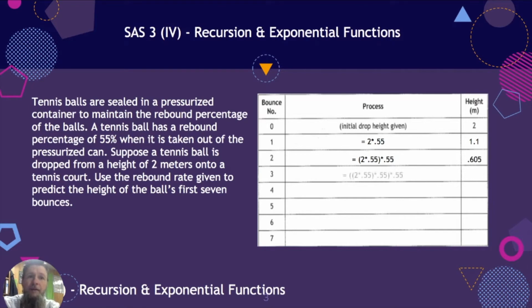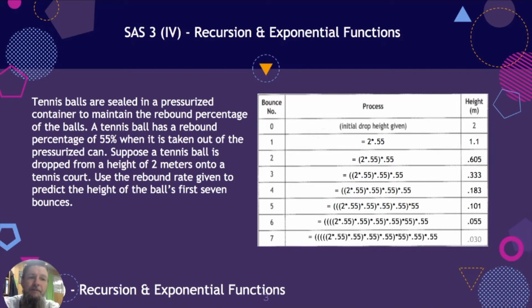And we'll keep doing this. The third bounce is 0.333, or 1/3 of a meter. The fourth bounce nets us 0.183. Fifth, 0.101. Sixth, 0.055. And seventh, 0.030. Okay, so still getting bounces. But as you can see, it's pretty simple using a chart to determine the height of each successive bounce.